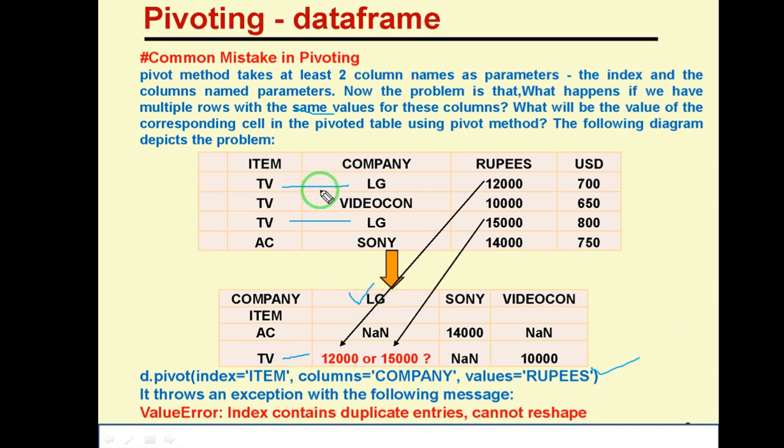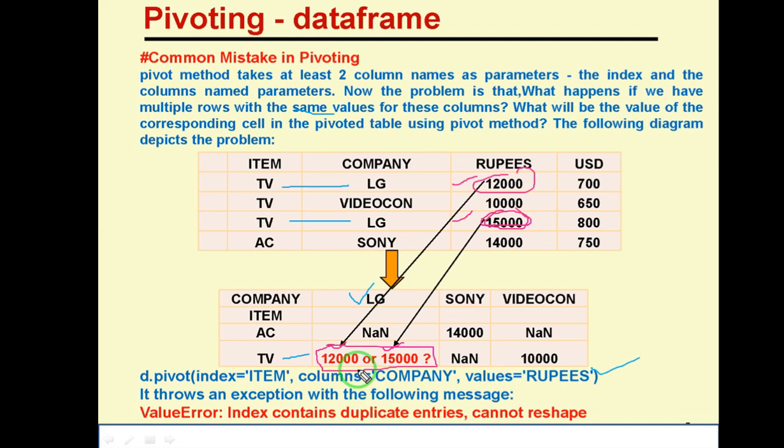So we have two values, 12,000 and 15,000, which will be displayed at this particular position, TV, LG. The first is 12,000, the second is 15,000. So when you give this command, index equal to item, columns equal to company and values equal to rupees, which value will come over here, 12,000 or 15,000? Out of these two values, which value will come over here?